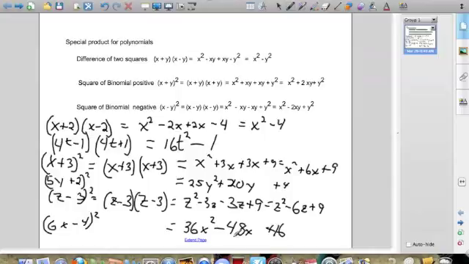So that is the special products of a polynomial. Like I said, if you recognize them, it'll help you while we get into factoring next week. But really, if you're not sure, FOIL it, and you still can get to the right answer.